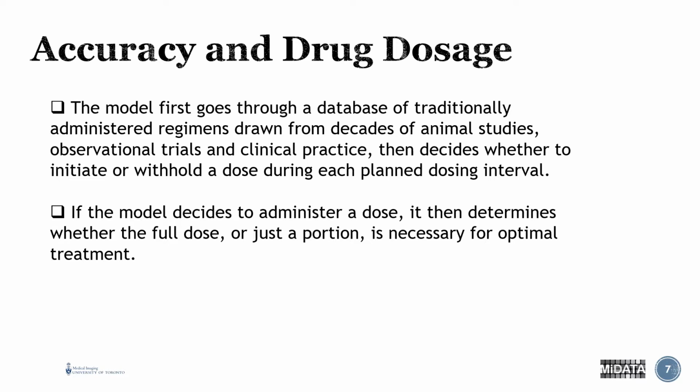So how would we approach this? We would first have the model go through a database of the traditionally administered regimens drawn from many years of studies, at first in animal studies, of course, and then observational trials and clinical practice with humans. Then the model will decide whether to initiate or withhold a dose during each planned dosing interval for the treatment of glioblastoma. Now, if the model decides to administer a dose, it then determines whether it's a full dose or just a portion, and what is necessary for the optimal treatment.